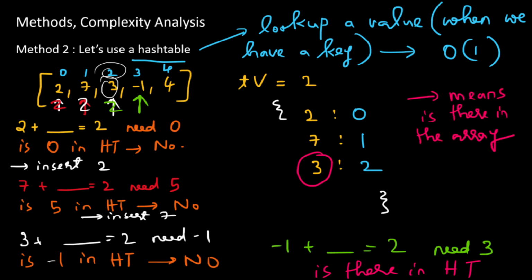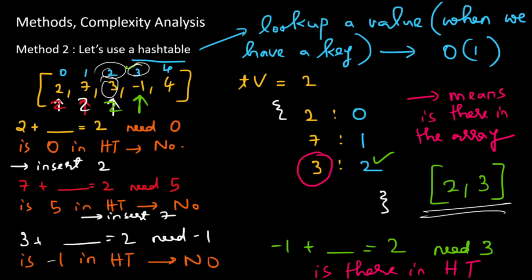And remember, we need to return the indices. So the index of value 3 in the array is this 2 over here. So we are going to return this 2 and this index over here. Already we have the pointer which is pointing to index 3, right? So we are going to return these two indices, this 2 and this 3. That's 2, 3, which is our answer.